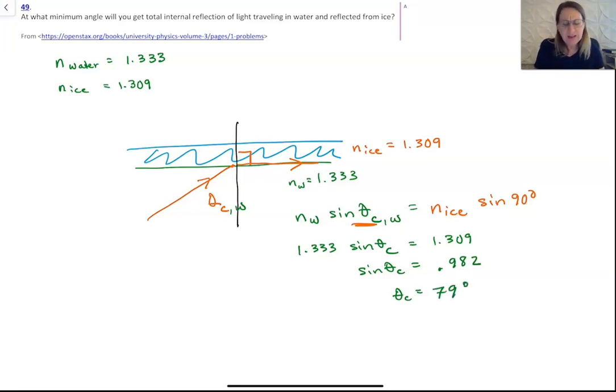I didn't really draw this to scale. It would be much closer to something that looks like this. And that's because these indices of refraction are really close. When the indices of refraction are a little more different, then you end up with a critical angle closer to 50 degrees, 48 degrees when you're talking about water and air.